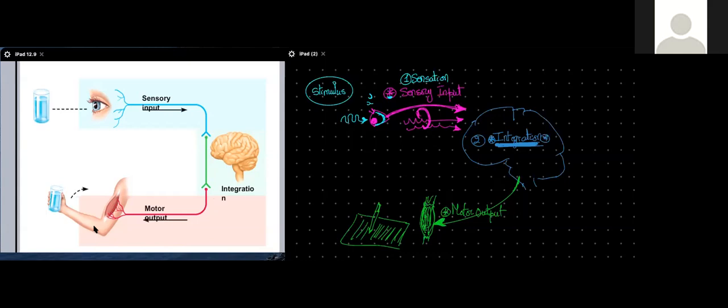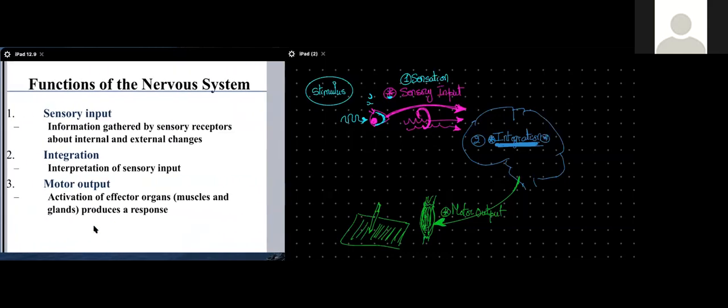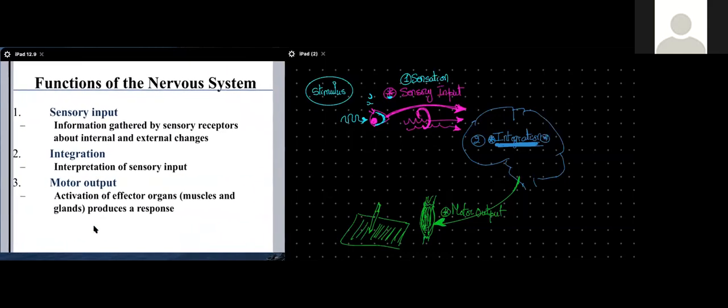So again, three main functions of the nervous system. Those are sensory input. This is going to be the information gathered by your sensory receptors. It might be something internal or external. Integration. This is the interpretation of the sensory input. The sensory input has a meaning for you.